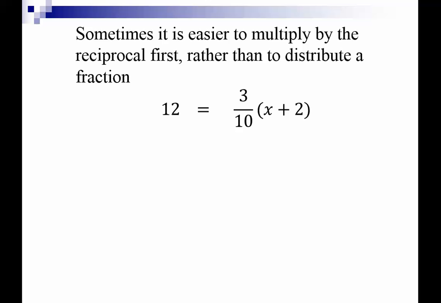Okay? If you take a look at this problem, it looks like another distributive property problem, and it is. Okay, it says 12 equals 3/10 times the quantity x plus 2. And that 3/10 is kind of like a coefficient on the outside, and it's multiplying both things in the parentheses. So your gut instinct is probably going to be to try to distribute this 3/10 to the x and to distribute this 3/10 to the 2. And if you did that, you would get 3/10 x plus 6/10.